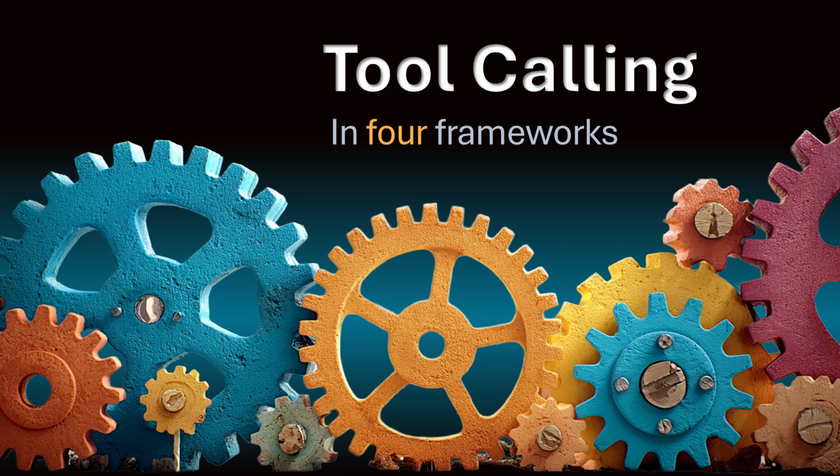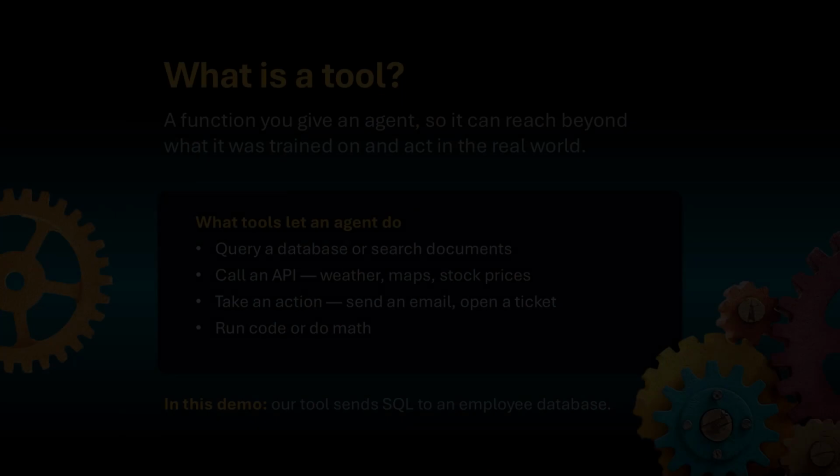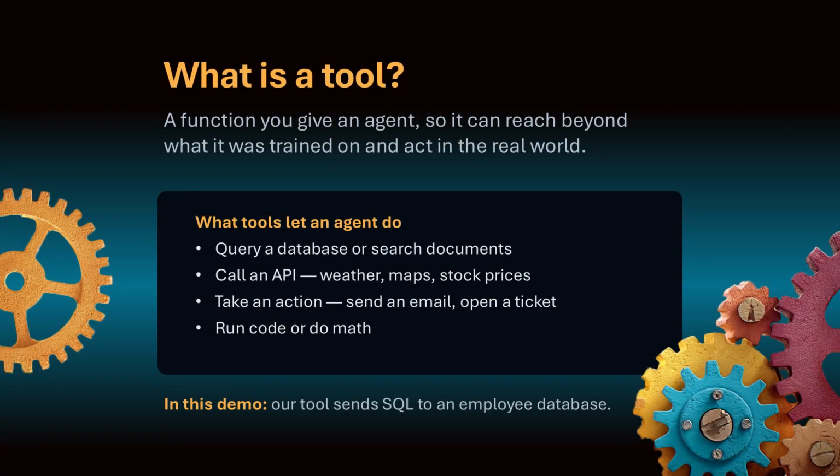We'll see how each framework turns that one function into a tool. The mechanism is different in every one. But the idea underneath is the same. You hand an agent a set of tools, and it reaches for them when it needs to. But first, what actually is a tool?